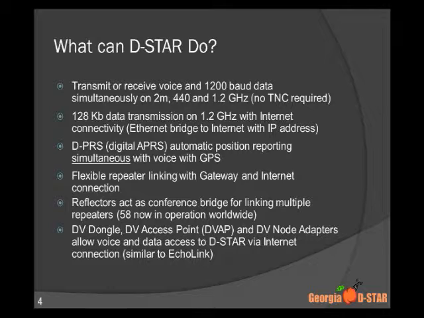There are 58, we're actually up to reflector 58 now. There's a couple of holes in there, but worldwide we're up to reflector 58. And we'll talk about where you can see more about that information on reflectors and repeaters. And then, of course, in our session coming up after the roundtable, Robin will be here to talk about the DV dongle, DV access point.